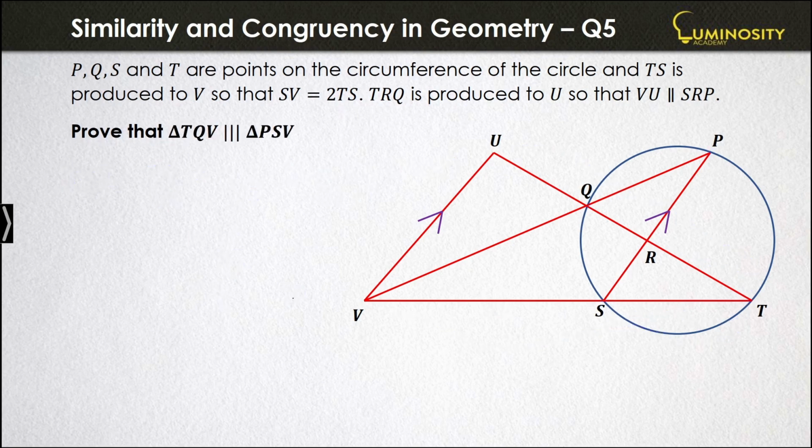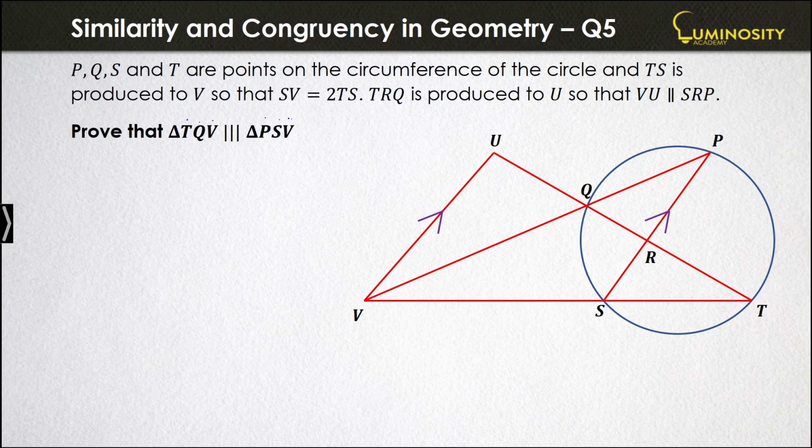Next, we want to show that triangle TQV is similar to triangle PSV. We can either do it by showing all the relevant sides are in proportion, or by showing the angles are equal. We don't know too much information about side lengths other than the proportionalities we were given, so I'm going to use angle, angle, angle as my approach. I need to show that angle T equals angle P, angle Q equals angle S, and angle V equals angle V.